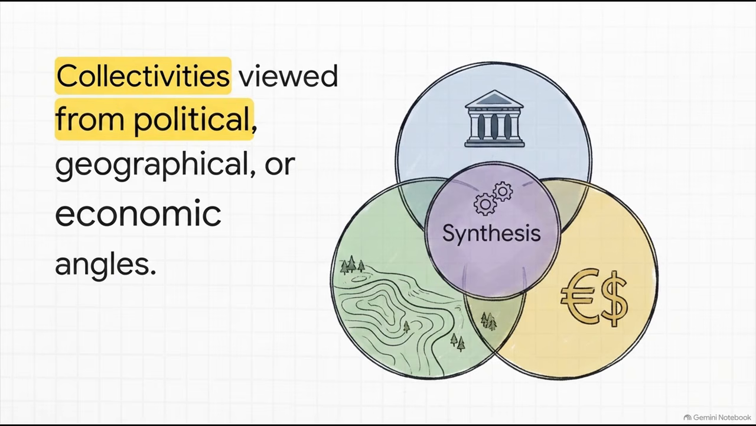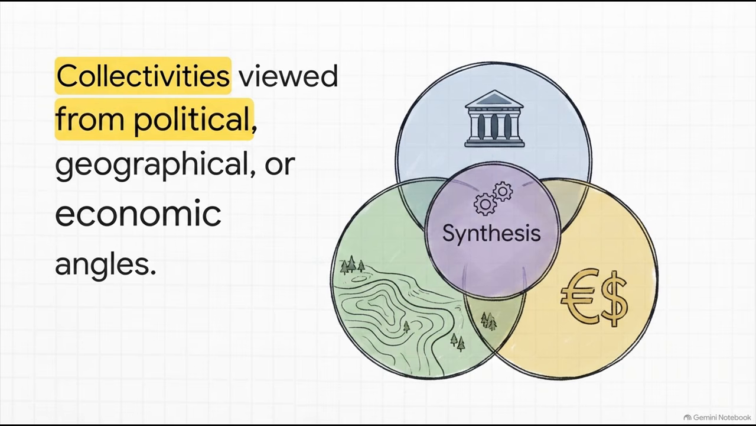To figure out who is drawing those lines, we can look at a framework established by Fisher and West back in 1969. They classified regions into 2 distinct types. The first is what they called the objective region. These are the hard official lines you see on maps. They are collectivities defined from very specific authoritative angles.